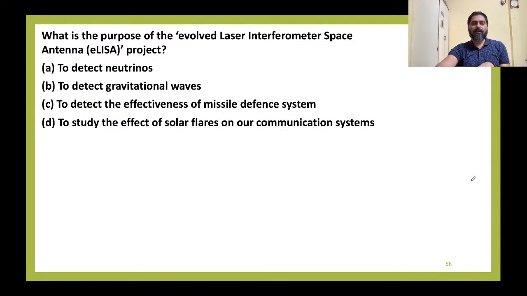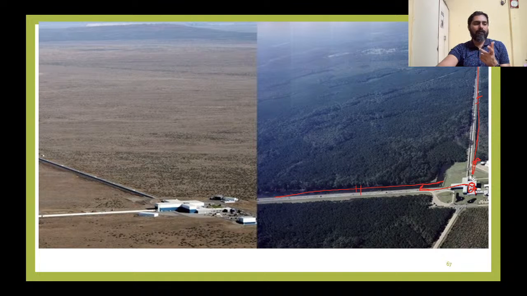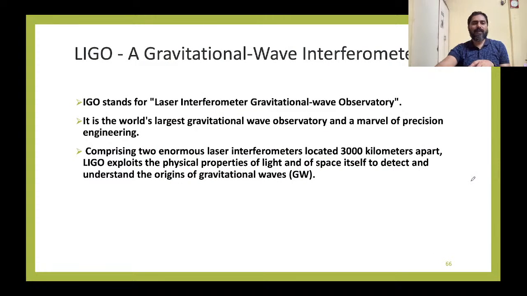So this is your earth based LIGO detector. In USA you have two LIGO detectors, then one in Italy, and one in Japan, and recently in India also we have announced that we'll be setting up one LIGO detector. So what is the full form of LIGO? It is a gravitational wave interferometer.